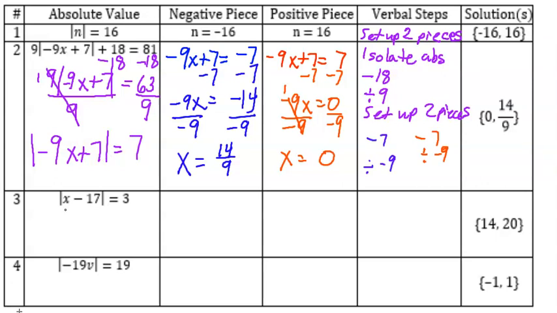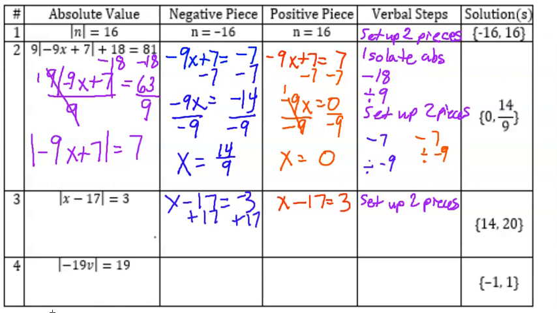Okay, the next one we have the absolute value of x minus 17 equals 3. The absolute value is already isolated, so we don't have to do anything over here. Now we'll set up our positive piece and our negative piece. So for our negative piece, we have x minus 17 equals negative 3. And then for our positive piece, we have x minus 17 equals positive 3.